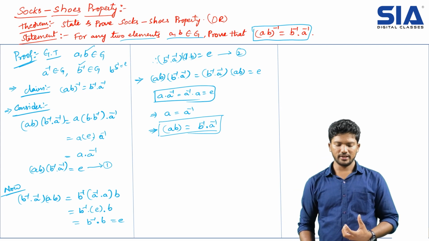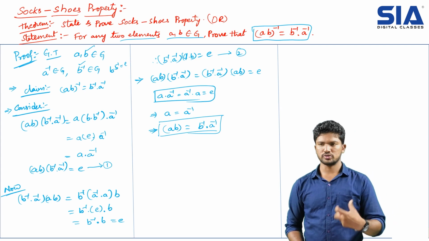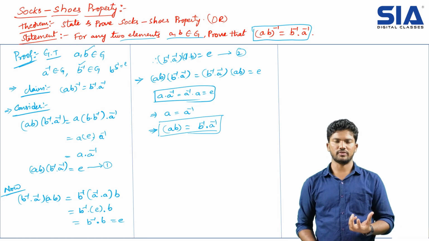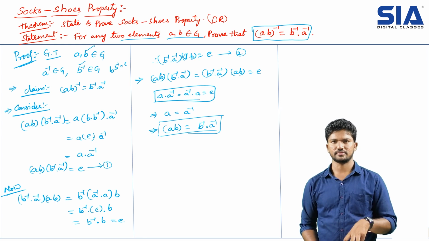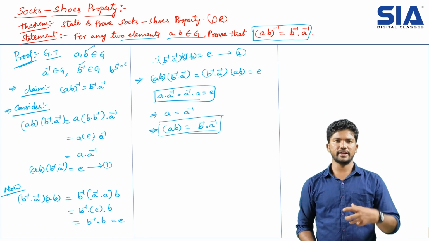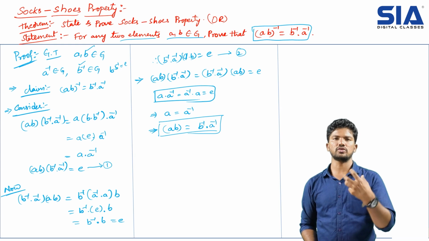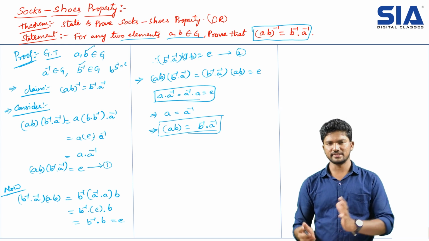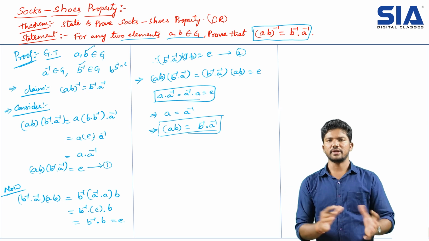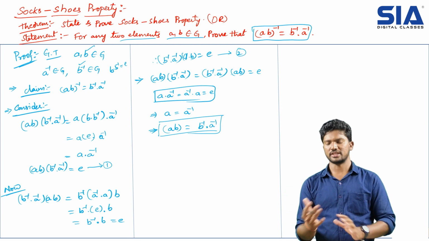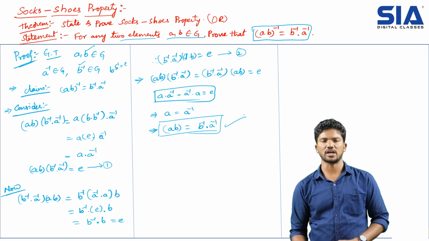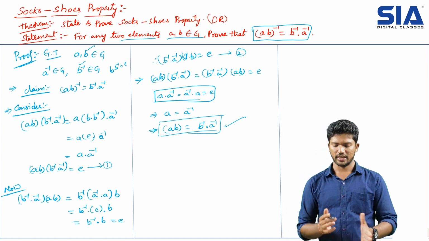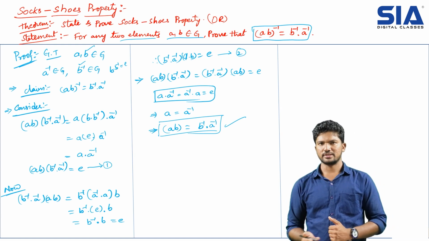The story behind why we are calling it the socks-shoes property is, whenever we are going to wear the shoes, first of all we have to wear the socks. Afterwards, to take them off, we have to remove the shoes first, and then the socks. So that is the vice versa combination between socks and shoes. That's why we are calling it the socks and shoes property. It is one of the important properties in algebra, and at the same time in abstract algebra also.